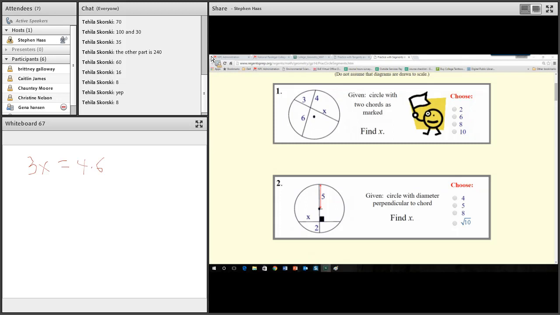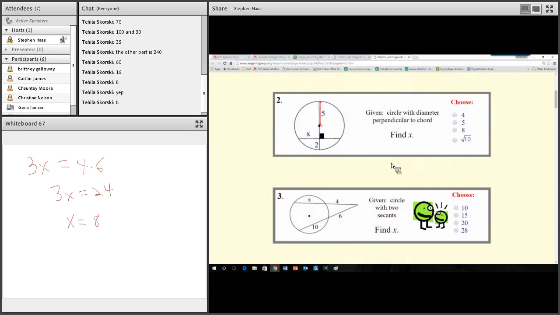And again, the reason for that is because these are two chords, which means the sides of the chords are proportional to each other. So 4 times 6 equals 3 times x. And so, of course, that means that 3x equals 4 times 6, which is 24. Divide each side by 3, and you have x equals 8. Simple enough. Okay. Let's see if 8 was the correct answer, and of course it is.